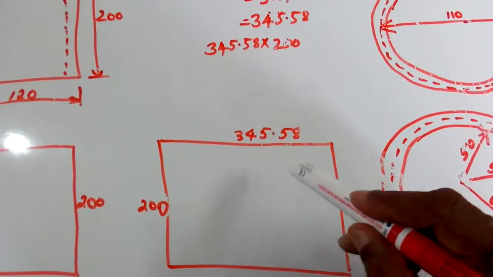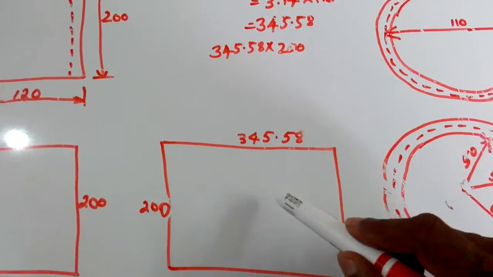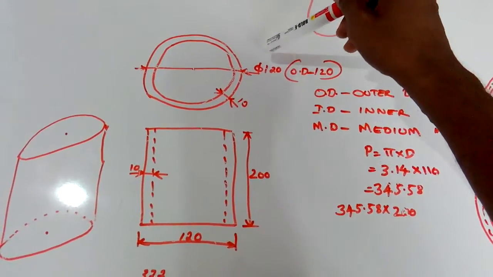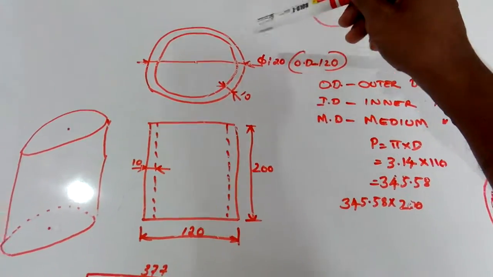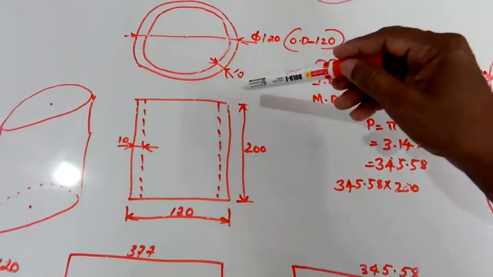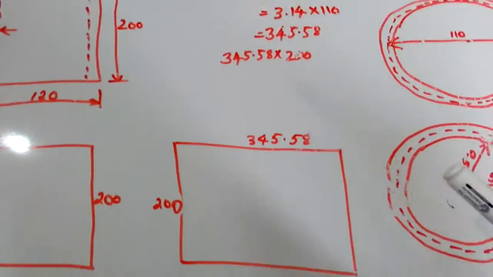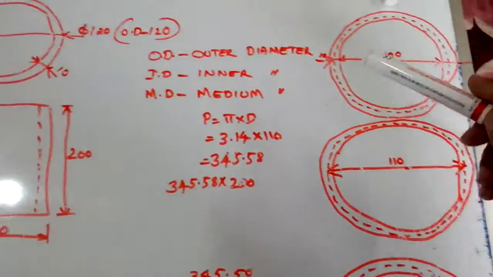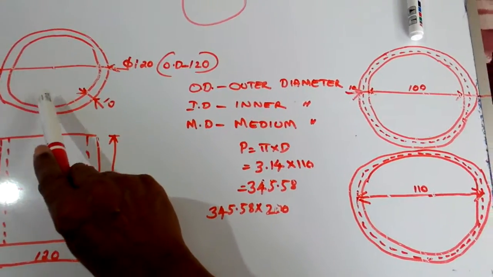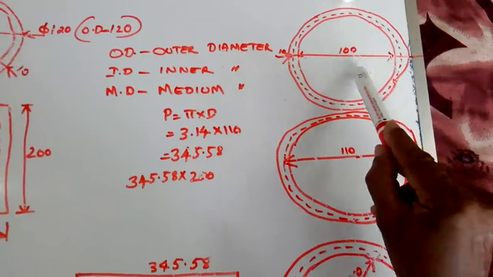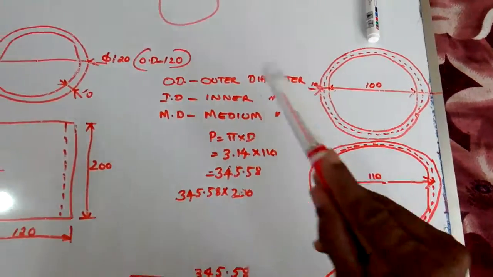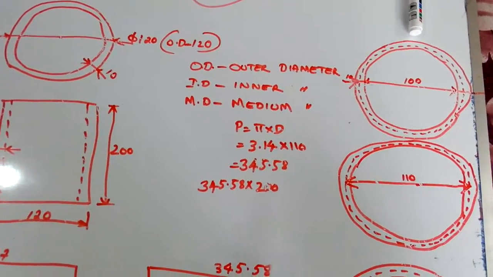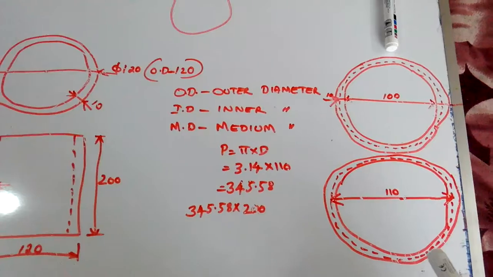If we roll or bend this plate, we will get a job of outer diameter 120. Its thickness is 10 mm and its height will be 200. Okay, now you have understood it. As a conclusion, I have indicated three diameters: 120, 100, 110. All three plans are the same; they indicate the same job.